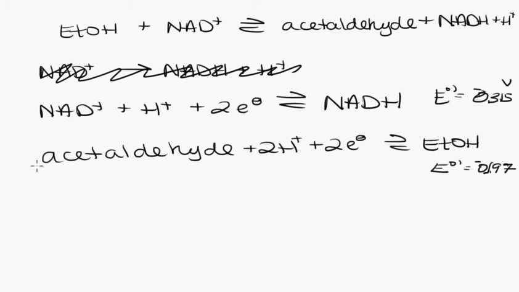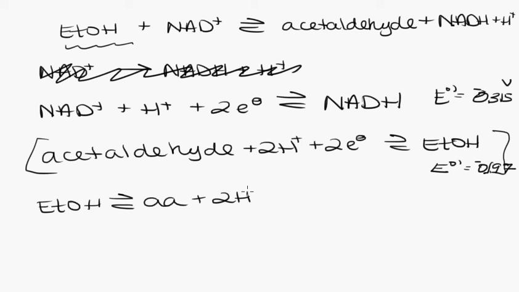So, I'm just going to put it in brackets and flip it right here. So we end up with ethanol, because we want that on the left side of the equation, going to make acetaldehyde plus 2H plus 2 electrons, and we do nothing to the standard reduction potential. So those electrons are going to move no matter what. And that's, of course, in volts.